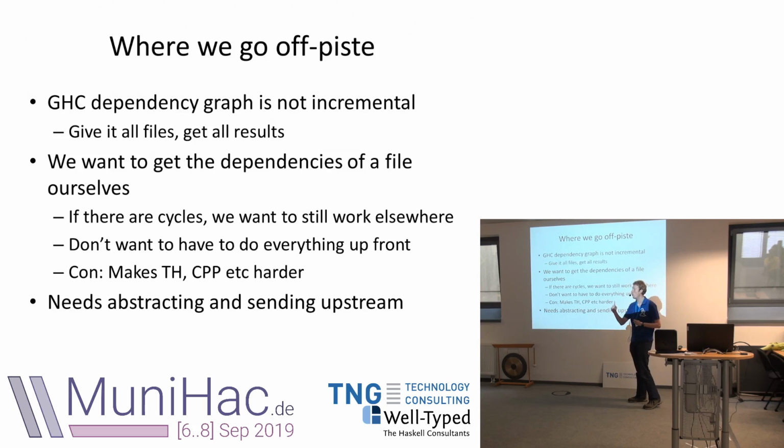We want to get the dependencies of one file. If there's a cyclic import or a missing import, we want to work with the bits that still work. And we want to do garbage collection on an existing graph. So we've had to go completely off-piste and write this code ourselves. This is not a good thing, because it means that things like Template Haskell and CPP are harder, and things like hs-boot files don't work yet. It's where we incur the wrath of GHC changing in incompatible directions. So this is one place where it needs abstracting. What is the concrete abstraction underlying this, and sending it upstream? But fortunately, this is really the only place we've gone off the wall, so not too bad.